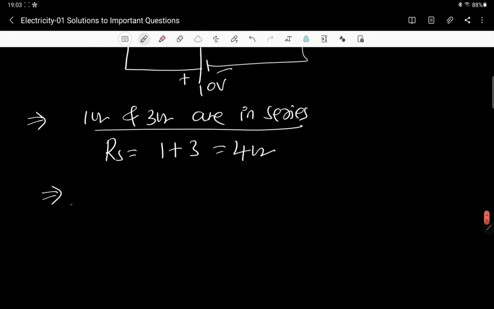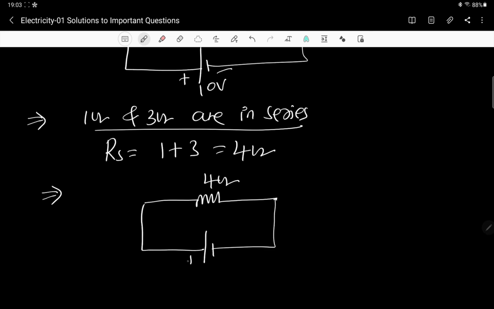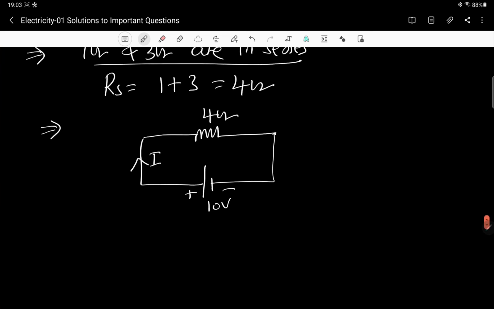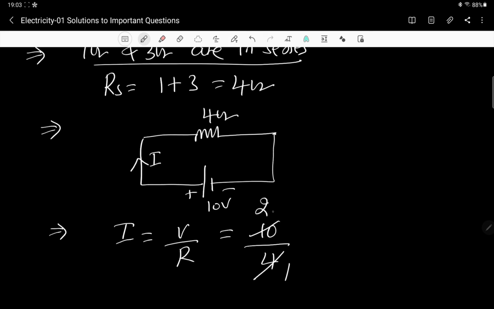So those can be replaced by only one resistance, 4 ohm, which is connected across a battery of 10 volt. Correct? So there will be some current here. The value of that current is I equals V divided by R. V is 10 and R is 4. So 4 ones are 4, 4 twos are 8, then 2 is the carry, then 5. That is going to be 2.5 ampere.